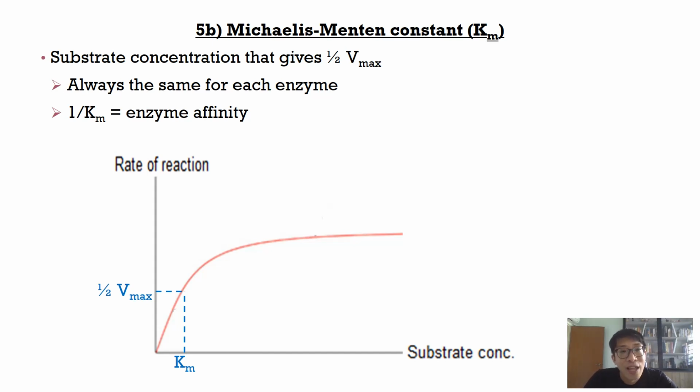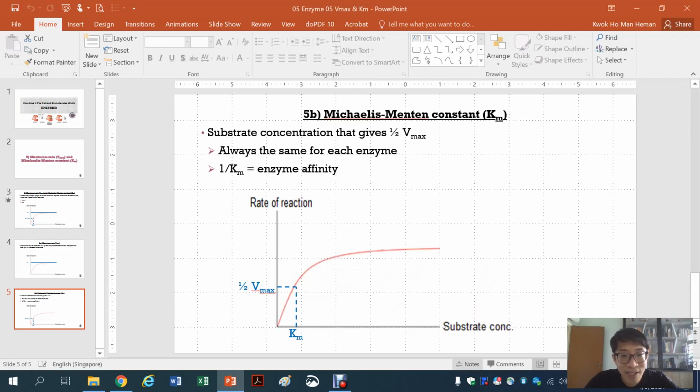Okay, and the importance of the Km value is for us to calculate the enzyme affinity, that is given by 1 over Km. Enzyme affinity refers to how easy it is for the substrate to bind to the enzyme. The higher the affinity, the easier the binding, and therefore the higher the rate of reaction. Alright, so that is 1 over Km, Km being the substrate concentration at half Vmax. Alright, that would be Vmax and Km.